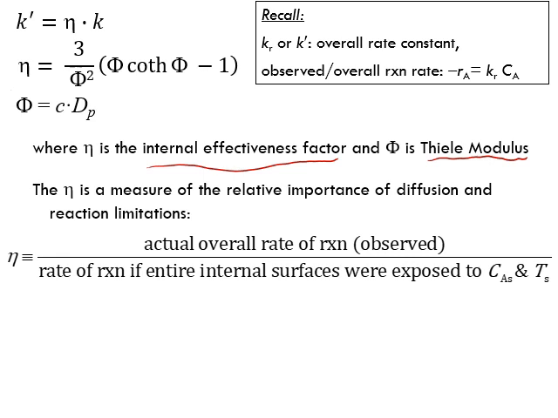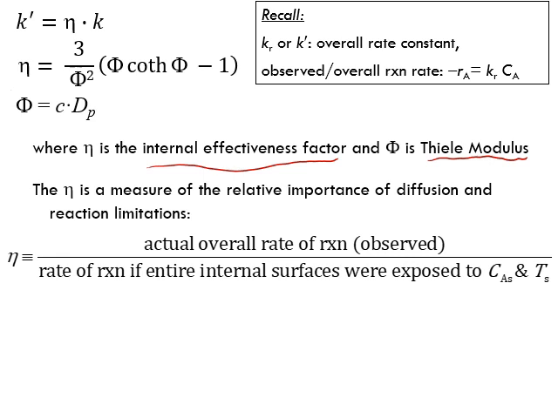That's the overall rate of reaction that you observe. So it's the actual overall rate of reaction, or the observed overall rate of reaction, divided by the rate of reaction if the entire internal surfaces were exposed to CAS and TS. Obviously, if you did not have a problem with internal diffusion, the internal diffusion was so fast, therefore, the concentration inside the particles would be the same as the concentration on the surface of the particle. Therefore, eta will equal 1, given that, of course, the temperature is the same inside and outside the particle.